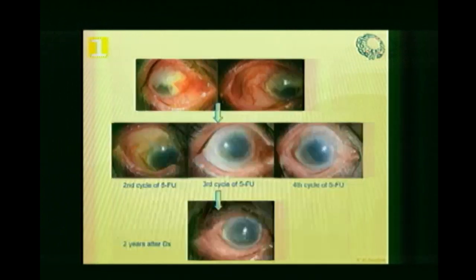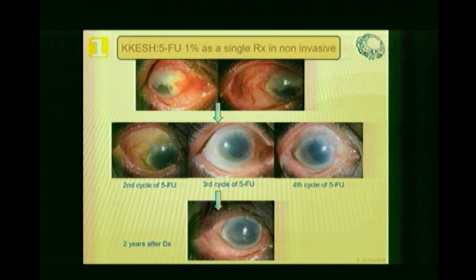What about the KKESH cases? So I'll give you just a couple of cases that were treated here over the past few years. The 5-FU was used as a single treatment in one of the non-invasive tumors. You can see here how many quadrants the lesion covers, and it's also covering the pupillary axis. There is no way that if you're gonna excise this tumor, you will remove the whole stem cell with a free 4 millimeter margin. So you probably will end up having only just one clock of the stem cell.